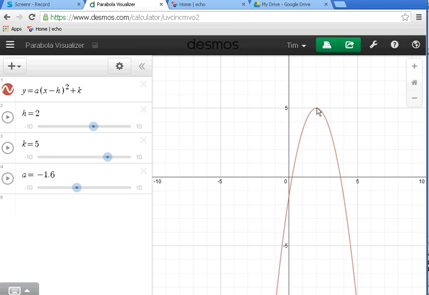And you can see the vertex is that point that's in the middle of the two branches of it. That's the highest point if it's an upside down one, or the lowest point if it's a right side up one. That is called the vertex.